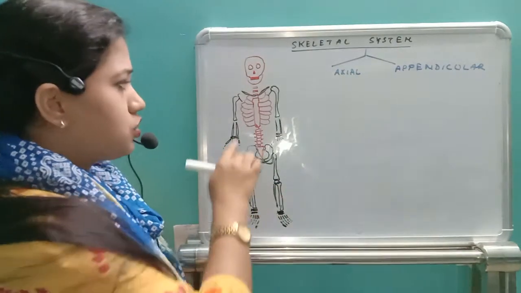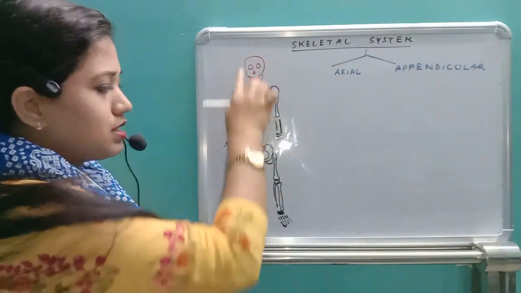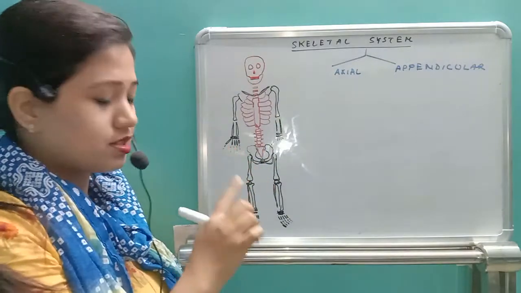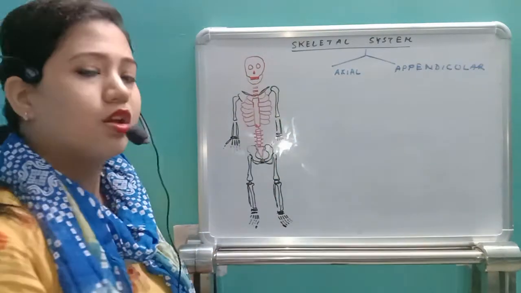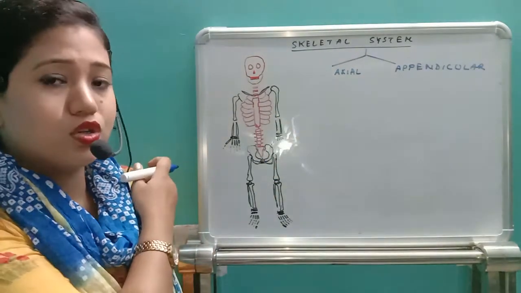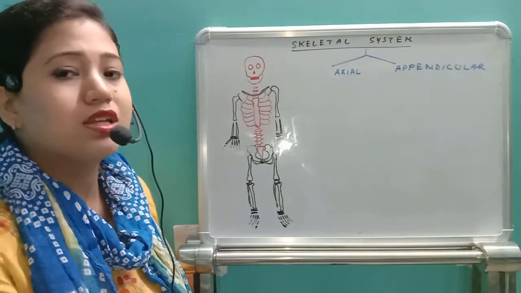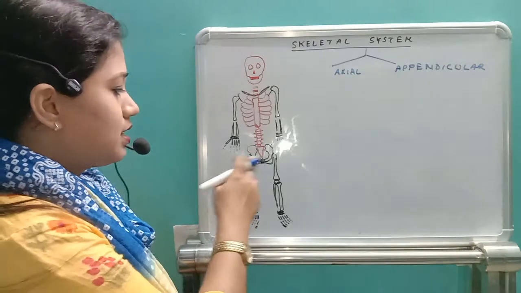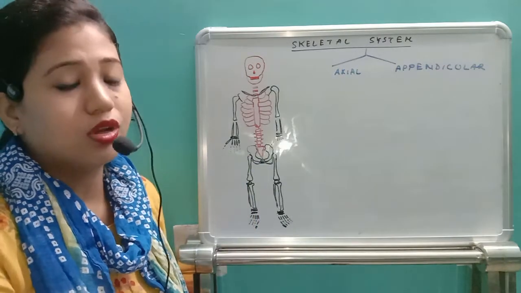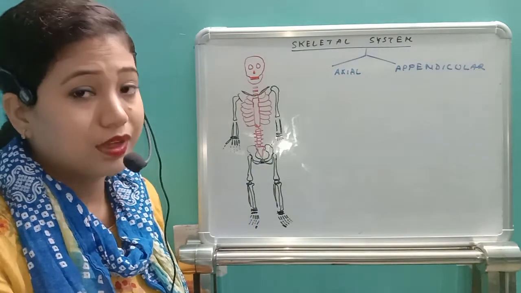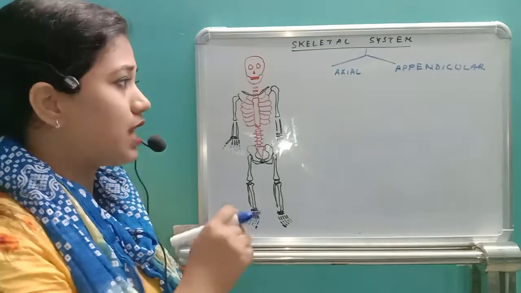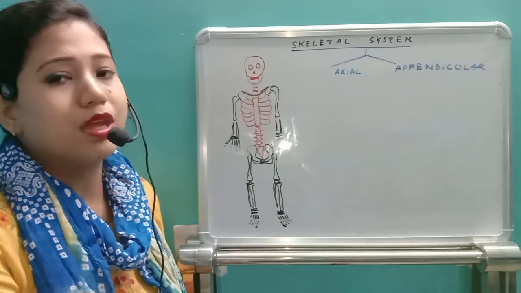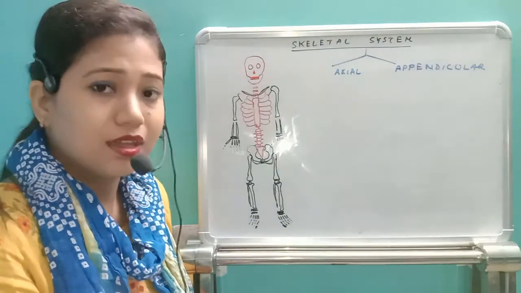These four appendages are attached to the central skeletal system by girdles. We have the shoulder and the hip. The shoulder has a girdle called the pectoral girdle, and the hip has another girdle, the pelvic girdle. So these two girdles and the limbs will be the appendicular skeleton.